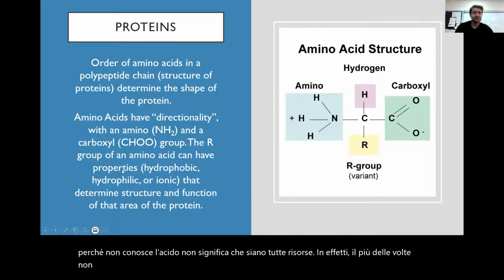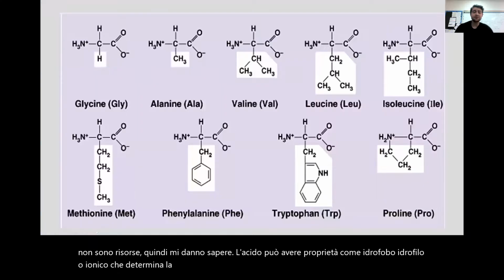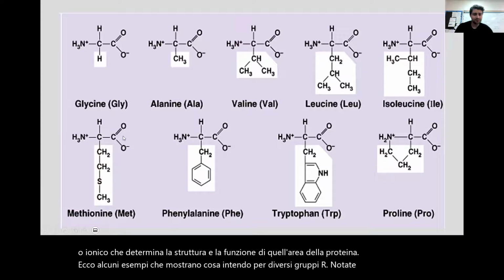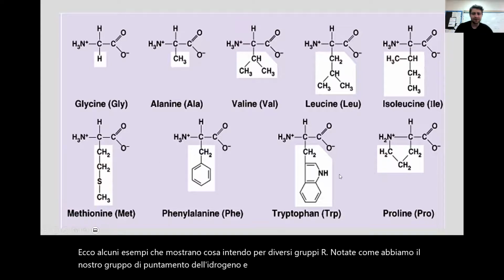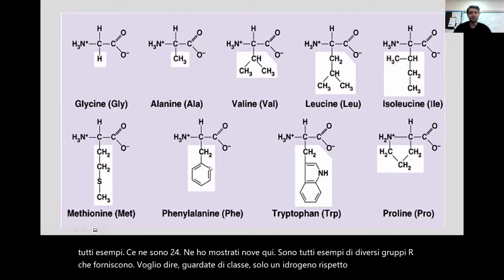So the R group of an amino acid can have properties like hydrophobic, hydrophilic, or ionic that determine the structure and function of that area of the protein. Here are examples showing what I mean by different R groups. Notice how we have our amine, hydrogen, and carboxyl group. And then every single amino acid, these are all the examples, there's 24 of them. I have 9 shown here. They are all examples of different R groups. Look at glycine, just one hydrogen, compared to phenylalanine, which is basically an aromatic carbon ring. Aromatic, that's what the lines are.